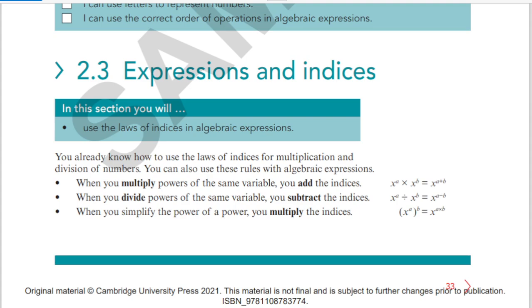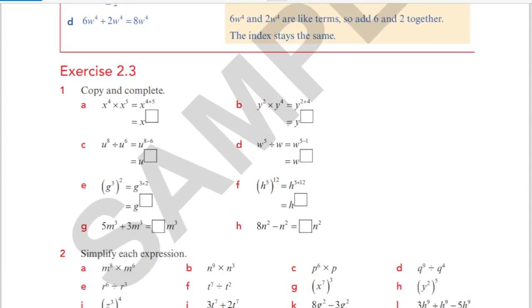The third rule is whenever there is a bracket over a power, the powers will be multiplied. So in the third rule, x power a, all power b, will be x power ab. So these are three basic rules which will help you out to solve this exercise. So we'll move to exercise 2.3.